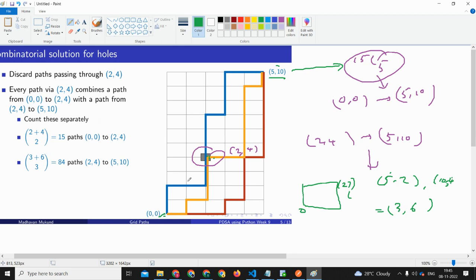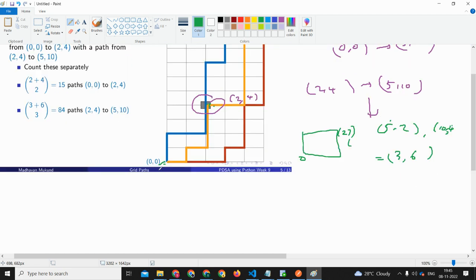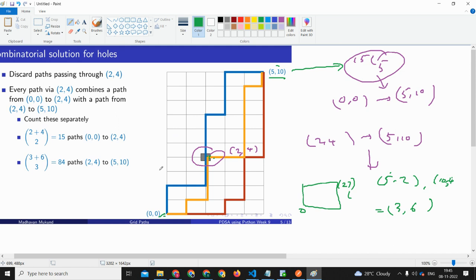I'm saying the path cannot originate from 2 comma 4, right? The path cannot start. So if 2 comma 4 is blocked, we are just looking for paths from 0 0 to 5 10. So we are worried about how many paths are passing through the blocked point. Those are the paths we need to subtract. So I don't think you can find a path from 2 comma 4 to 5 comma 10.